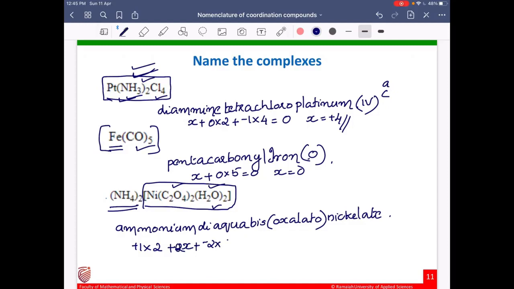Sorry, here only 1 nickel is there. So X. -2 into 2, plus water doesn't have any charge, 0 into 2. So the total should be 0. From this we can calculate the X value. We will get the X value as +2. If you solve this, then that value of 2 should be given as a Roman numeral just after naming the metal ion.